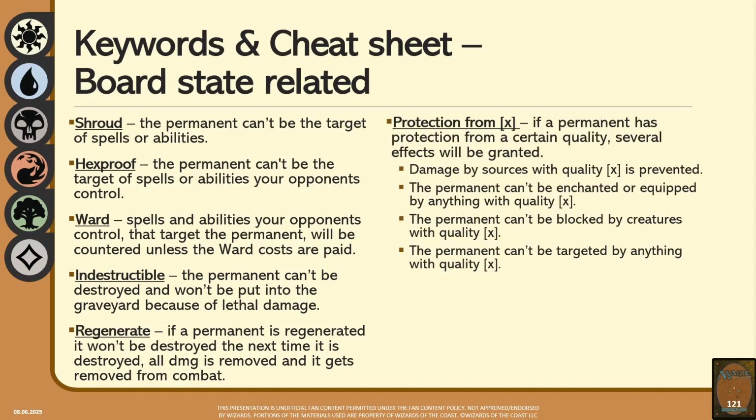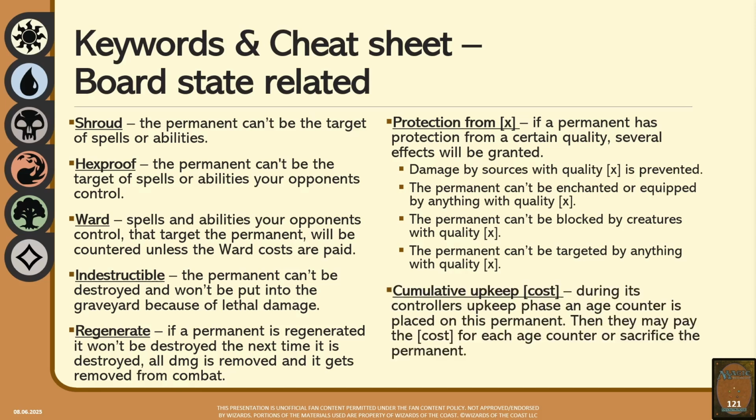Protection from X is the most complicated one. If a permanent has protection from a certain quality, several effects will be granted. Damage by sources with the quality X is prevented. The permanent can't be enchanted or equipped by anything with quality X. The permanent can't be blocked by creatures with quality X. The permanent can't be targeted by anything with quality X.